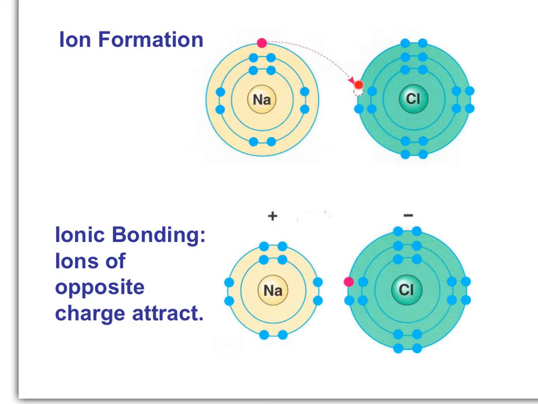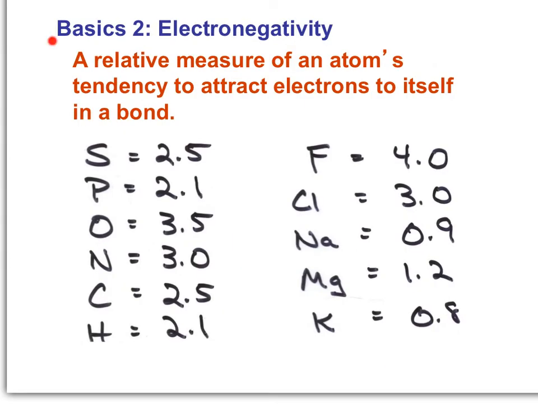Chlorine gains an electron to achieve a full outer shell. In turn, the chlorine takes on a negative charge. It has 17 protons in its nucleus, but there are 18 electrons total. 2, 8, 8. Ionic bonds are formed when ions of opposite charge, positive, negative, come together to form a compound, NaCl.